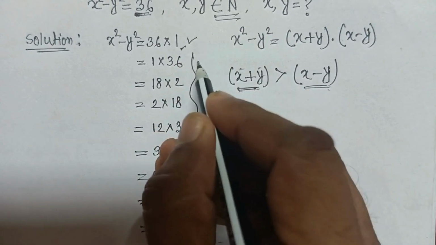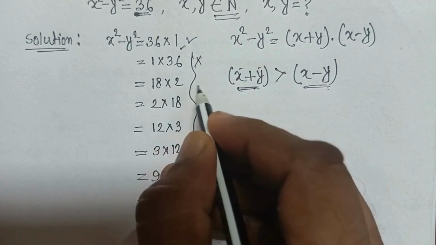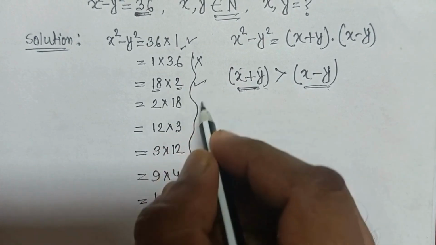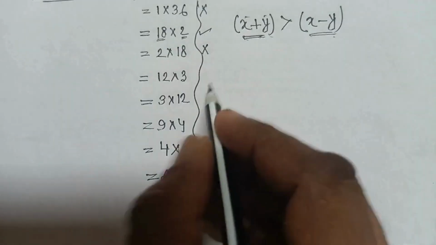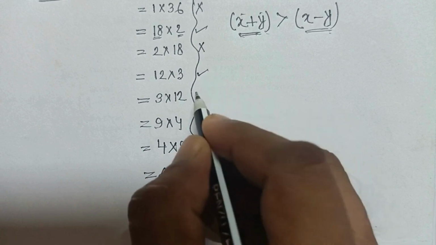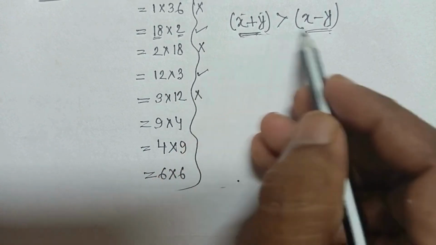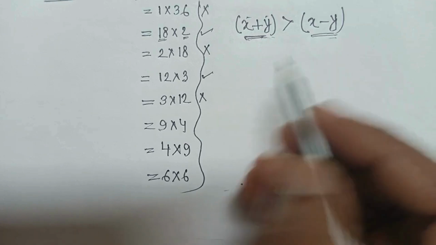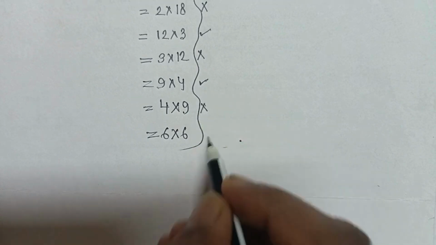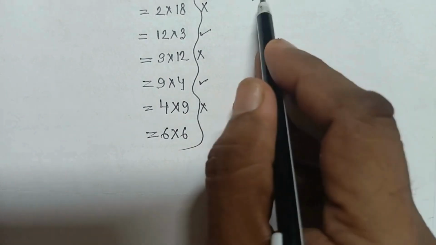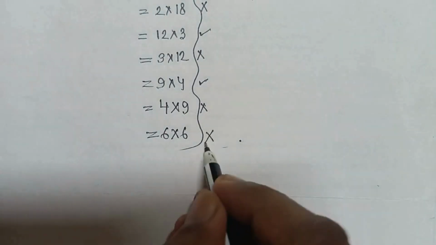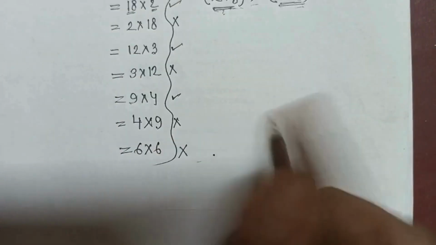then that will be okay, but this value will be cancelled out. Here x plus y is greater than x minus y, so this is maintained, but that will not follow. Same here, that will be maintained, but this will not follow, because here x plus y is not greater than x minus y. Similarly it will be followed, but that will not be followed. And also here x plus y is not greater than x minus y, so that will also be cancelled. So we got 4 cases.